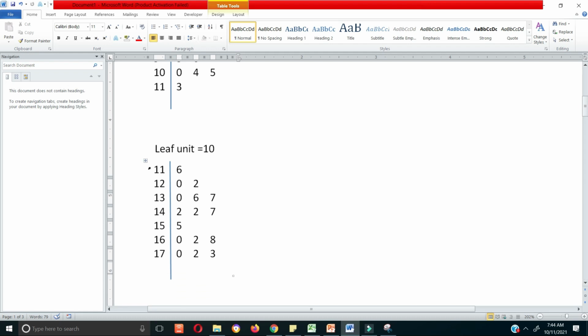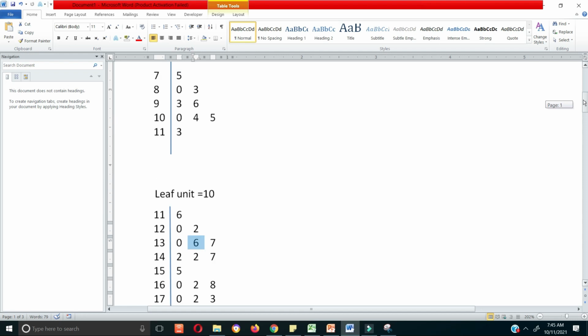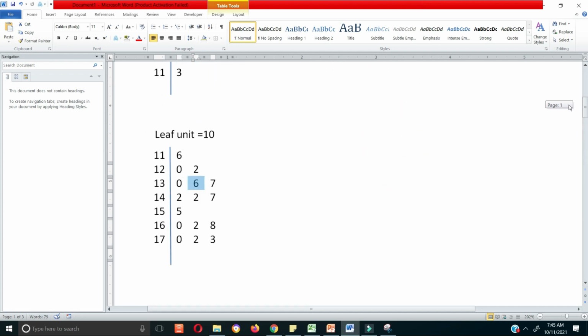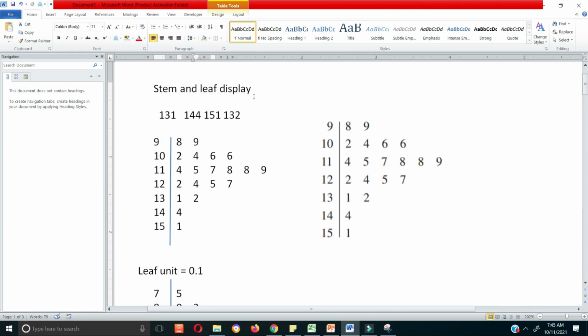It means, for instance, here you have 116 by 10 gives you 160. Then you have 120 by 10 gives you 1200. You have 122 by 10 gives you 1220. You have 130 here, gives you 1300. 136 by 10 will give you 1360, and so on and so forth. So basically, this is how you do a frequency distribution by hand, using a stem and leaf display.